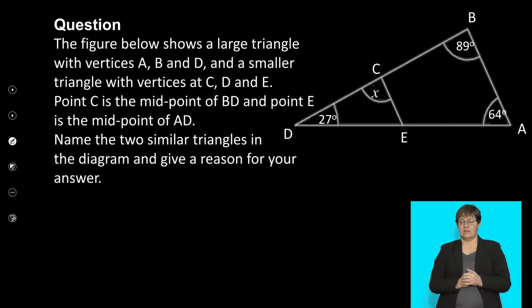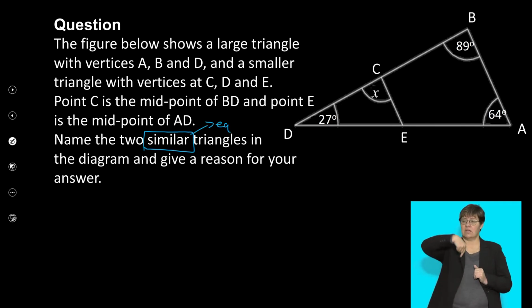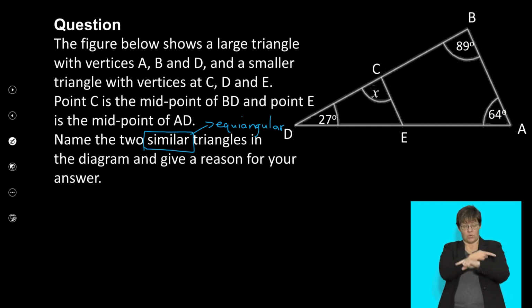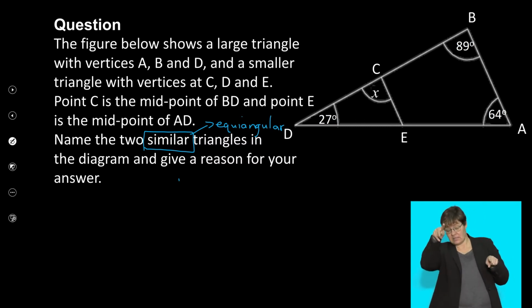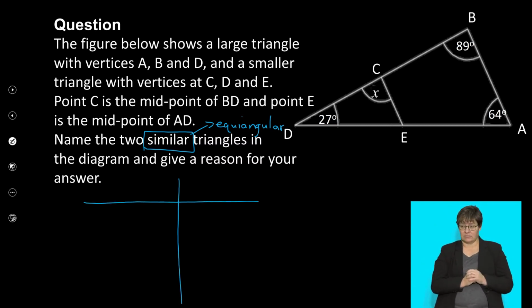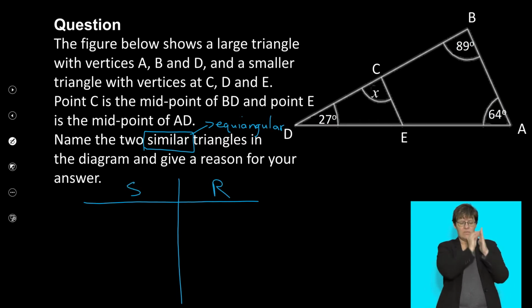Now, they want you to name the two similar triangles in the diagram and then give a reason for your answer. Please remember, as soon as we talk about similarity, we then need to talk about equiangular, meaning the corresponding angles are equal to each other, right? So, with this one, I'm just going to draw a table. It normally makes it a bit nicer when you're writing down what you want to write. Statement, which is S, R is a reason.